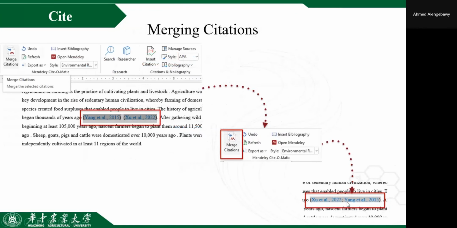By the way, if you have two or more merged citations here, and you want to delete one of them, you can simply click on these citations, and this icon will be converted to edit citation. So you just edit it, and if there are three references, for example, you will find the names, and you simply click on one of them and delete.